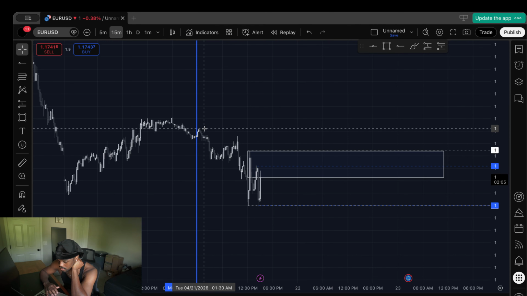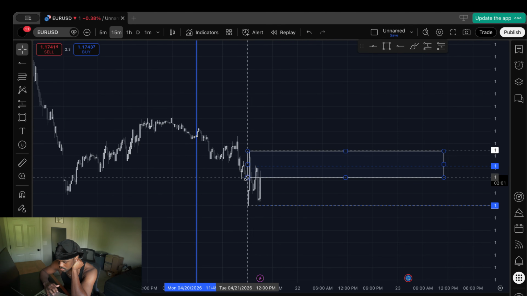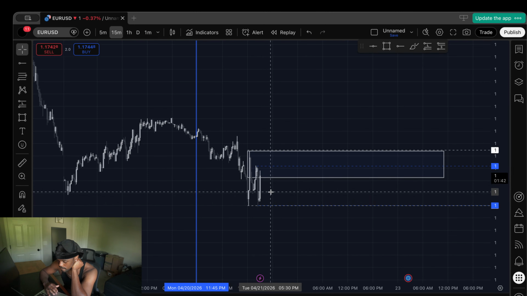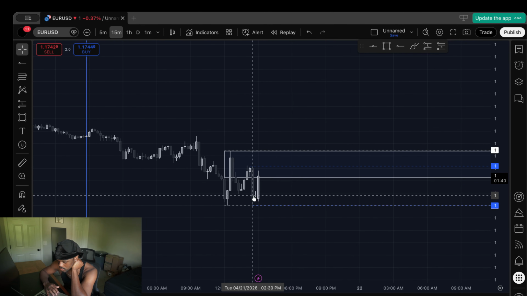Did we break it at some point? High, low. High, low, high. Yeah, we broke trend right here. Higher high, higher low. And then we broke again. Lower high. Lower low. And it was off from one candle right here.